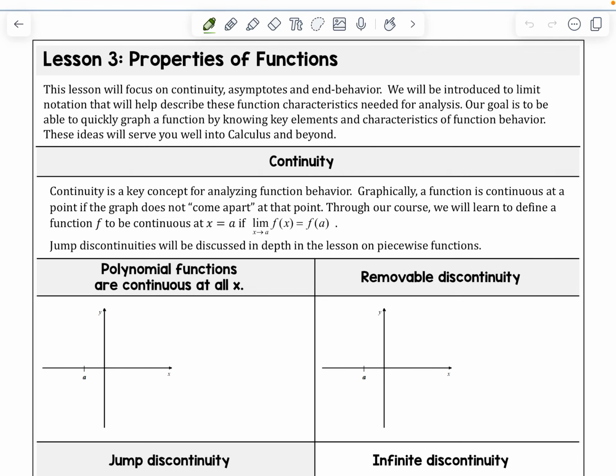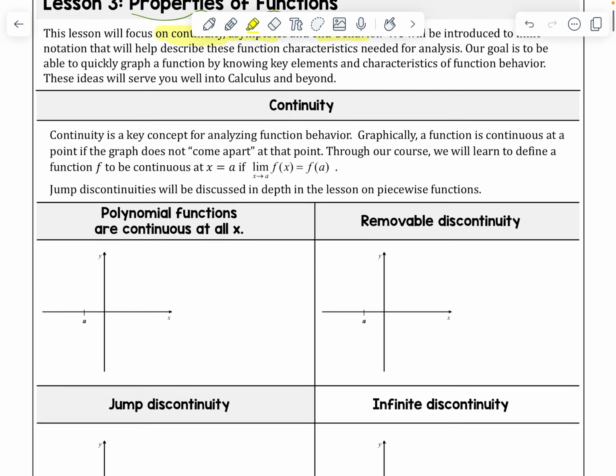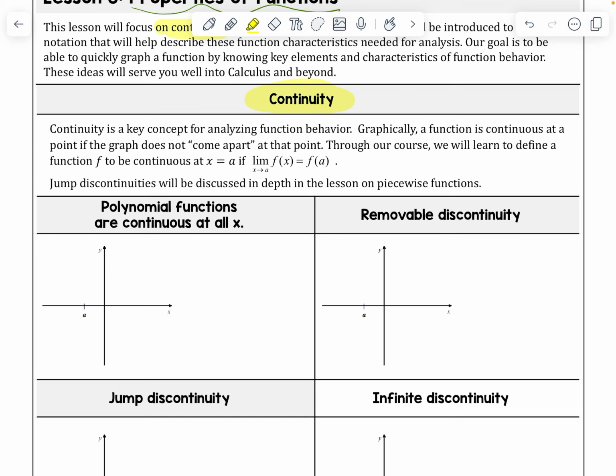All right, guys, let's jump into lesson 3, properties of functions. So we're going to focus on continuity, which is a really big deal in calculus specifically. We're going to talk a little bit about asymptotes and then behavior as well. But in order for us to do this, we have to really understand what continuity is and its specific definition.